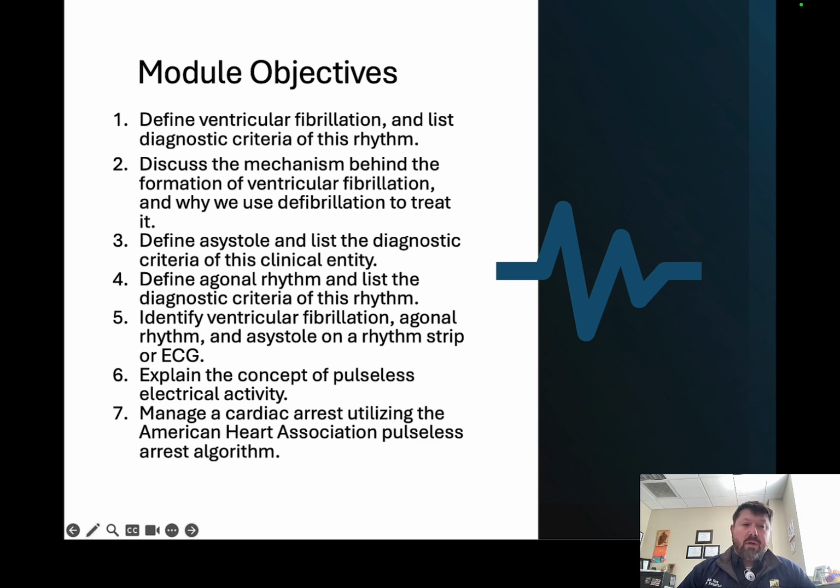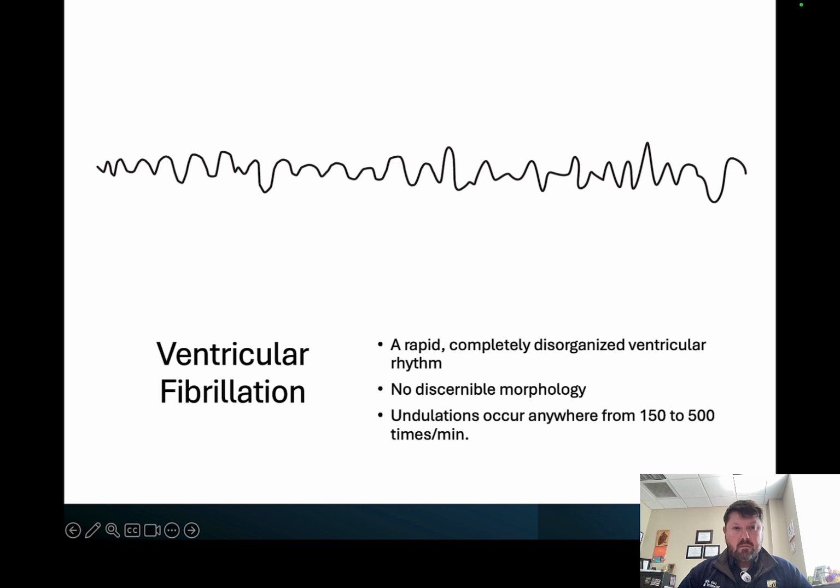Define agonal rhythm and list the diagnostic criteria of this rhythm. Identify VFib, agonal rhythm, and asystole on a rhythm strip or ECG, and explain the concept of pulseless electrical activity. And we're going to manage a cardiac arrest utilizing the American Heart Association Pulseless Arrest algorithm.